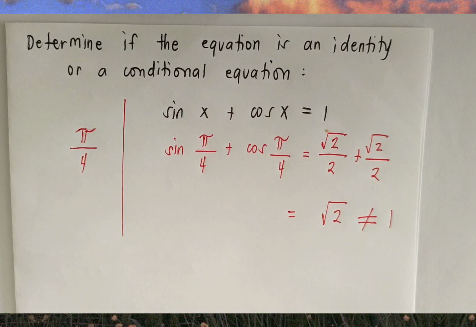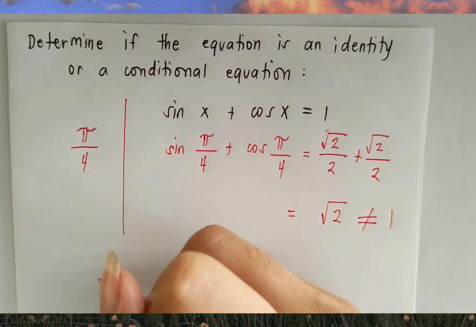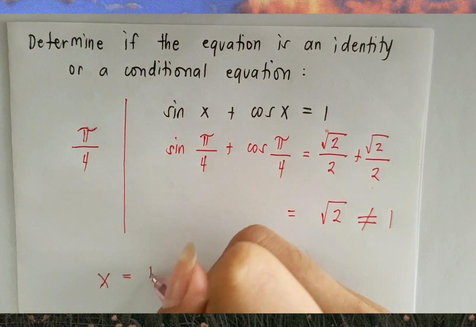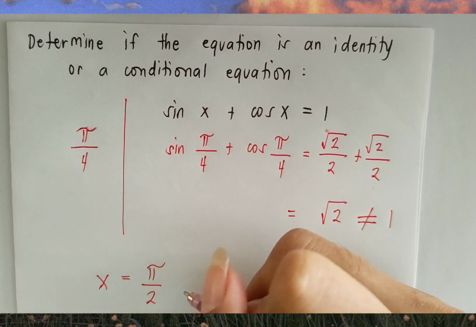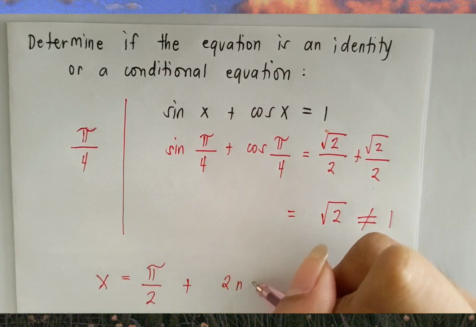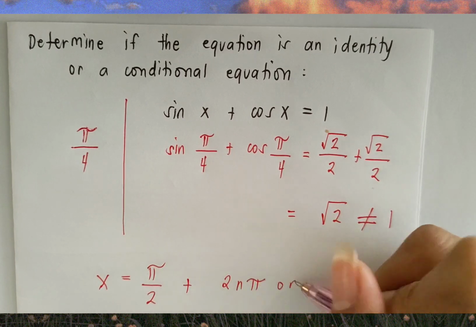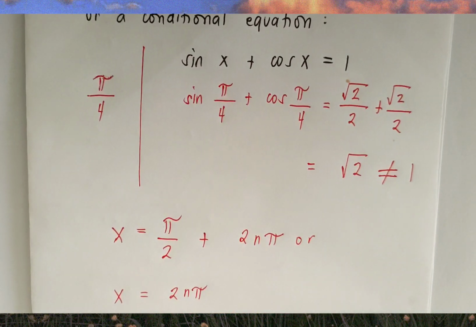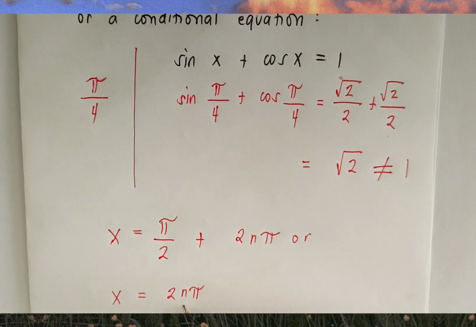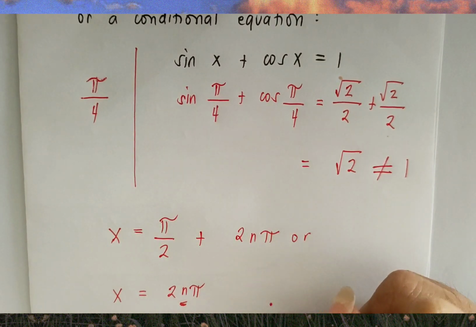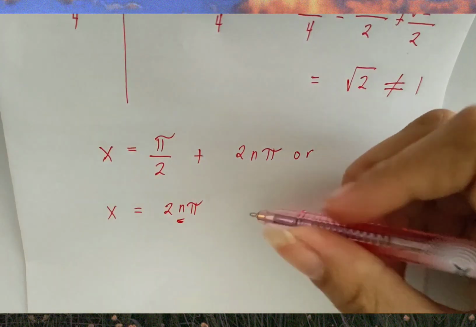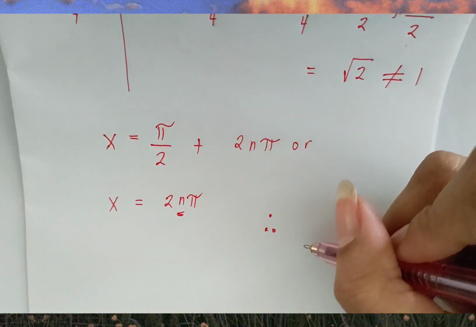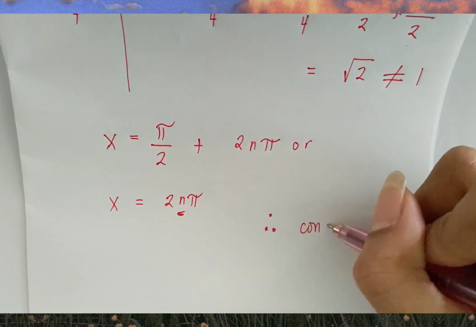Right? Note that the equation is conditional and will be true only for x equal to pi over 2 plus 2 n pi, or x equals 2 n pi, where n is any integer. So the given equation is not an identity. So this is not an identity, therefore this is a conditional equation.